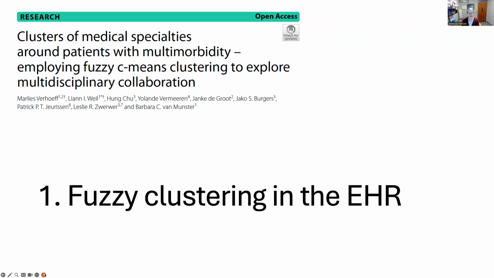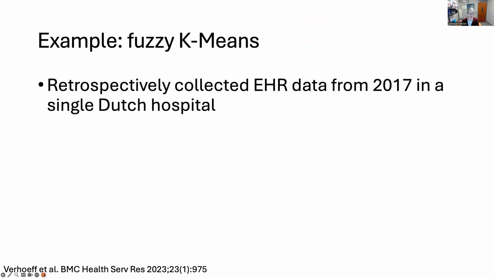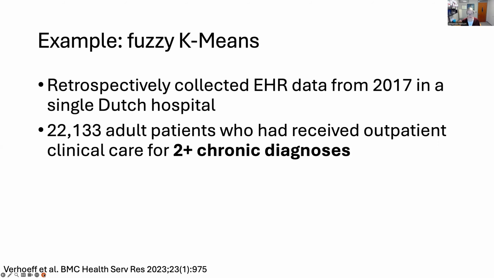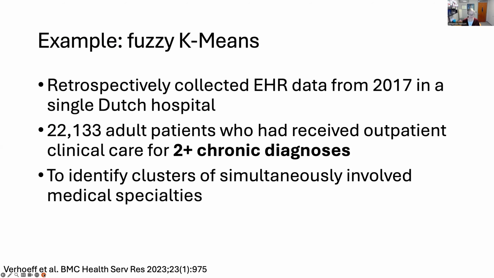So first, this is a nice example that's general, I think, and understandable for people at all levels who are trying to get their head around what fuzzy clustering is. This is an EHR-based example. What this group did was they collected data from their EHR from 2017 in a single hospital. It had 22,000 patients. And the criteria were that they were getting outpatient care and they had at least 2 chronic diagnoses. You'll see why in a minute.